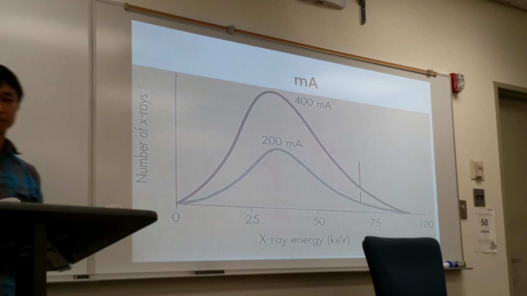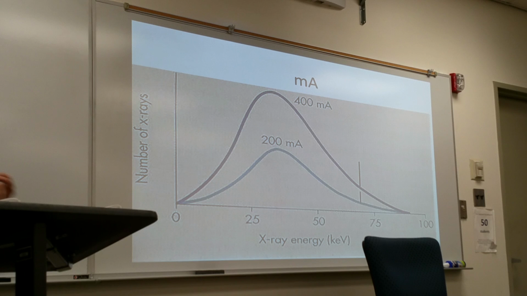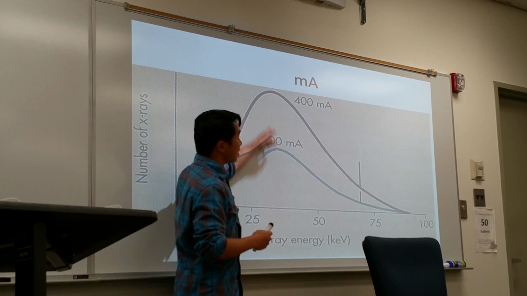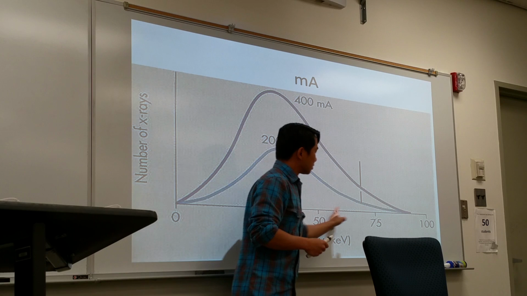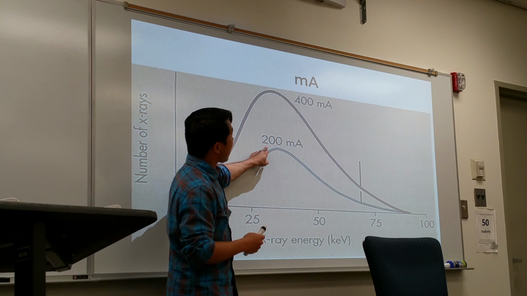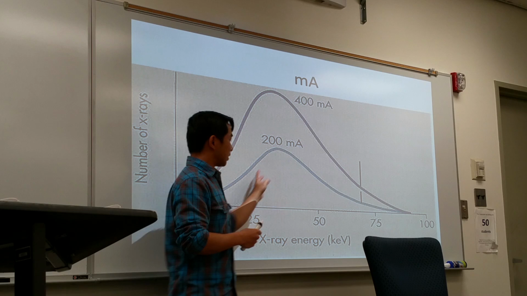mA is the amount of electrons coming across in the tube, and therefore affects the amount of X-rays produced. So changes in mA will affect mainly the amplitude, that's the height of the graph. It doesn't change the energy level; it stays in the same area. When we increase from 200 mA to 400 mA, the amplitude will pretty much just double, but the energy level will remain the same.